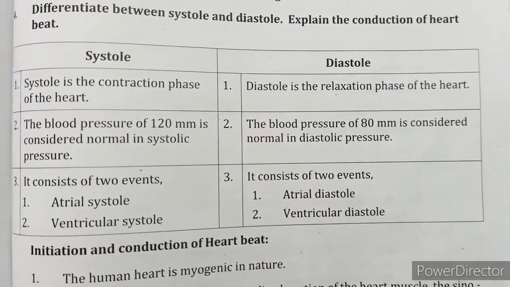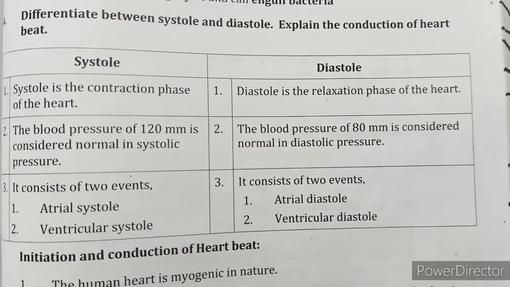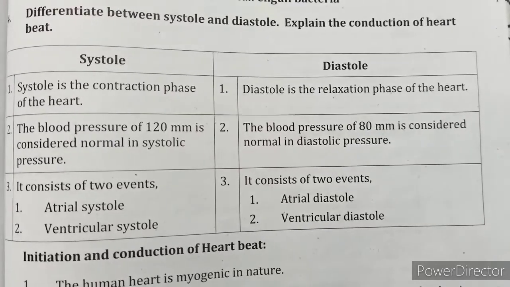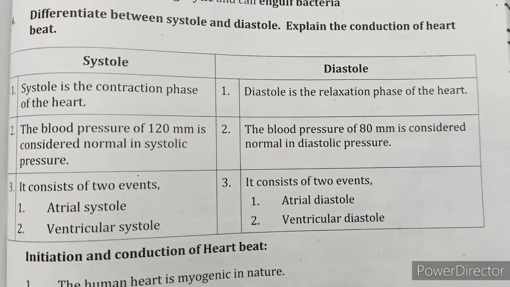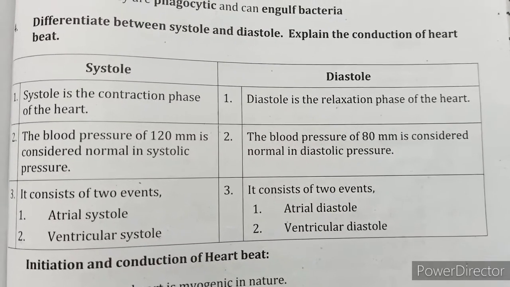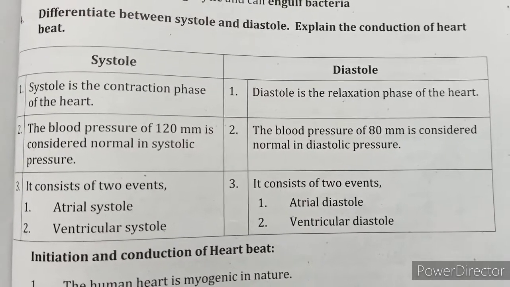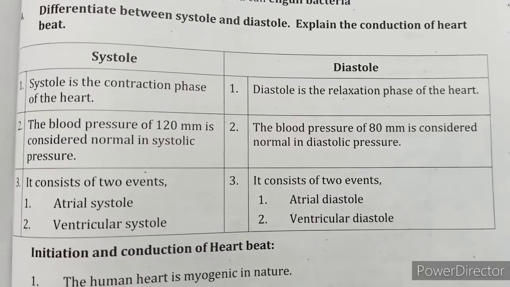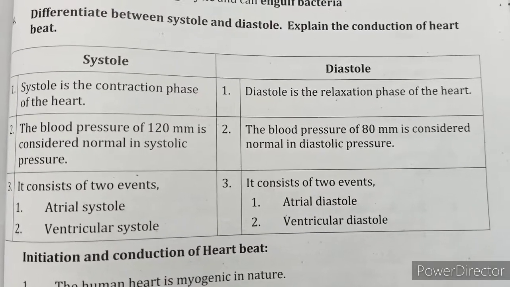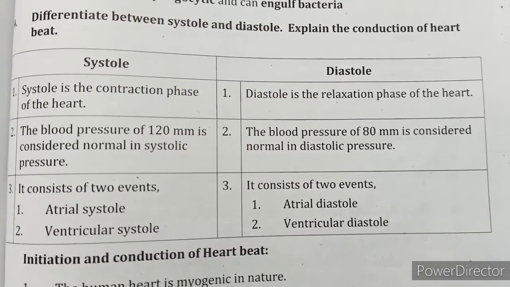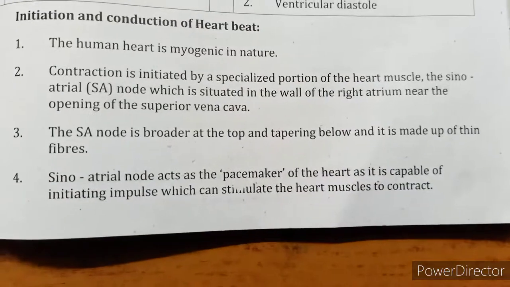Differentiate between systole and diastole. Explain the contraction of heartbeat. Systole is the contraction phase of the heart. Diastole is the relaxation phase of the heart. A blood pressure of 120 mm is considered normal in systolic pressure. A blood pressure of 80 mm is considered normal in diastolic pressure. Systole consists of two events: atrial systole and ventricular systole. Diastole consists of two events: atrial diastole and ventricular diastole.